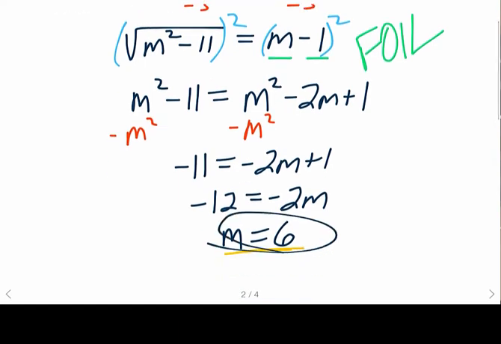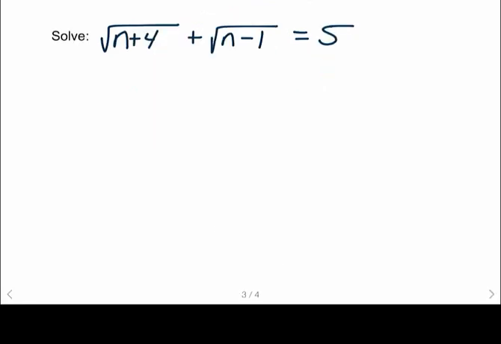I am going to move on to the next example, which is solve the square root of n plus 4 plus the square root of n minus 1 is equal to 5. It's tempting to square both sides right now. If we did, though, we would be squaring a binomial on the left-hand side. I don't want to do that.